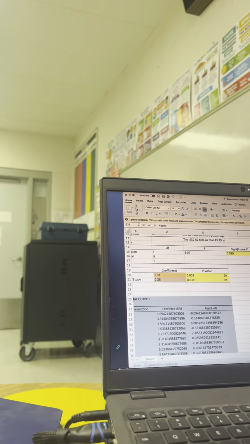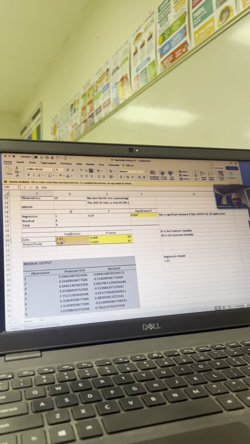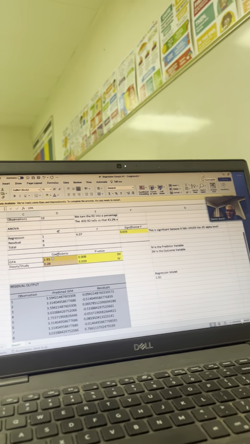And what is this, by the way? 1.91 what? That's the coefficient of the GPA, the dependent variable. So what is a GPA of 1.91?